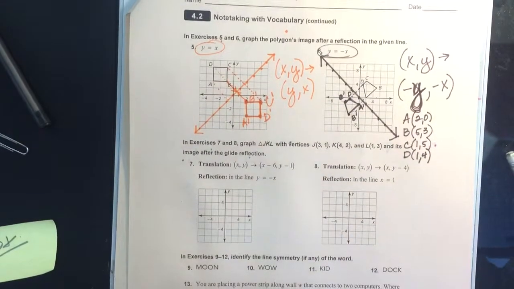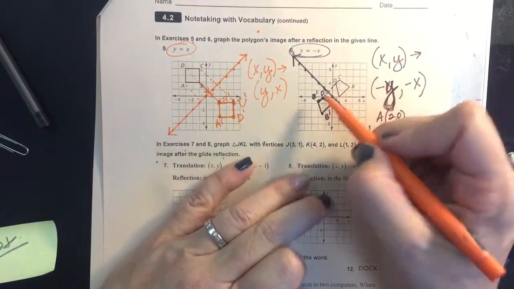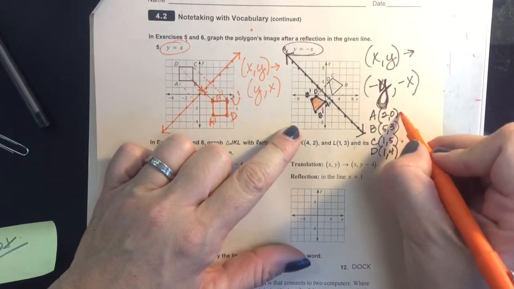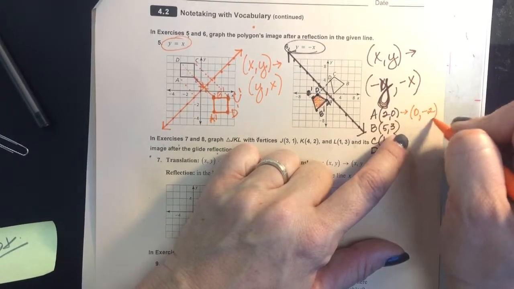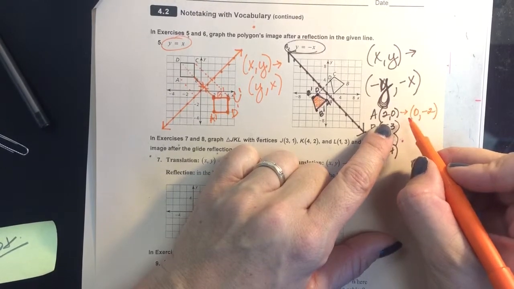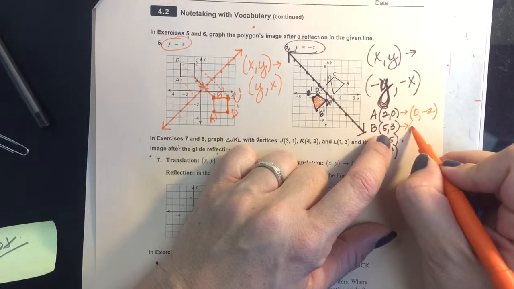Now, according to the rule about transforming, to get to my image, that's going to be this one here, I need to flip the values and take their opposites. My A started at 2, 0. It's going to be flipped and opposite. My B started at 5, 3.